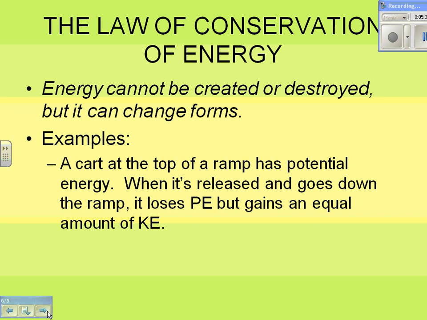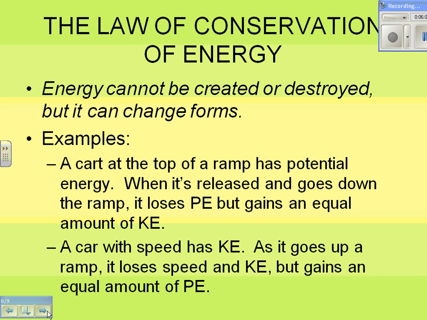is a cart at the top of a ramp has a bunch of potential energy, but when it's released, it goes down the ramp. As its height gets lower and lower, it loses potential energy. But that energy just doesn't disappear. It's actually transferred into kinetic energy, so that by the time it gets down to the bottom of the ramp, it will have the same amount of kinetic energy as it had in potential energy up at the top.